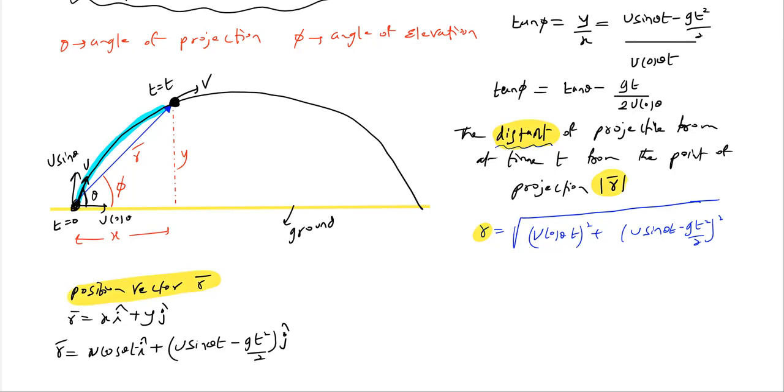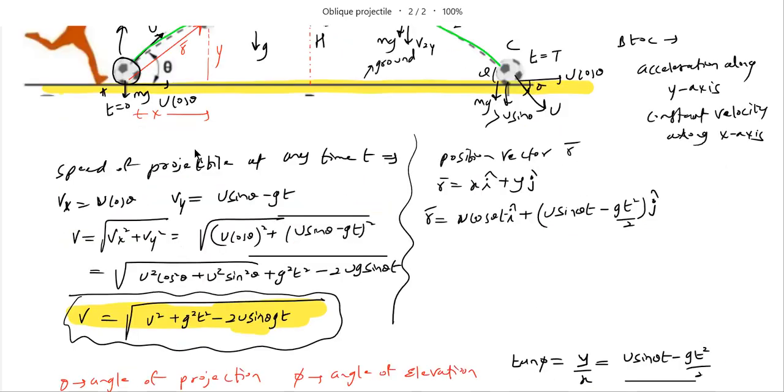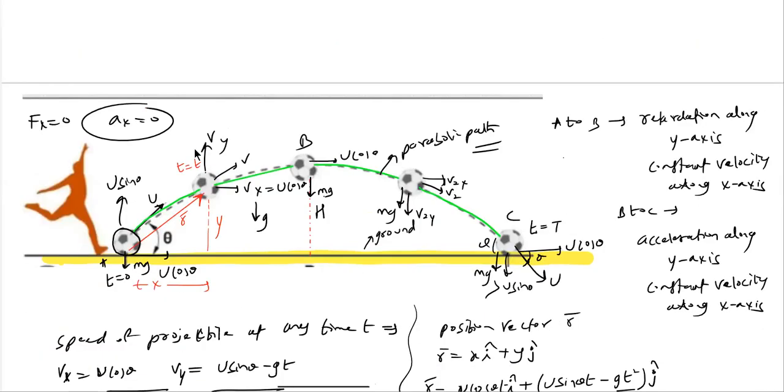Okay, kids. Let me summarize the oblique projectile that we defined here. Let me take this diagram. The person will kick the football. He will impart the velocity u in this direction, at an angle theta.